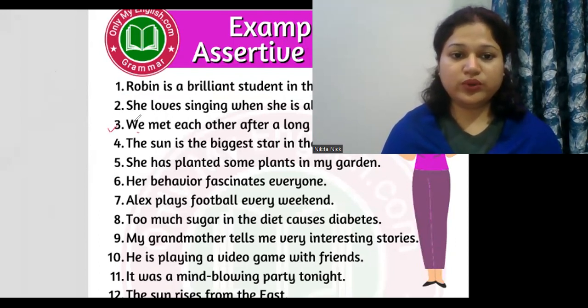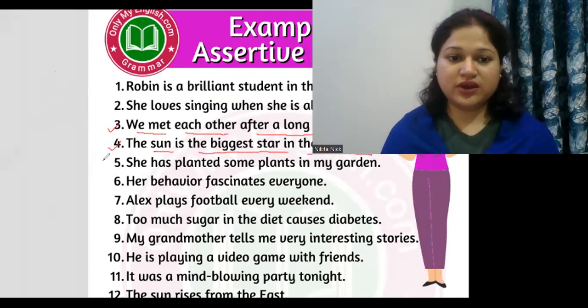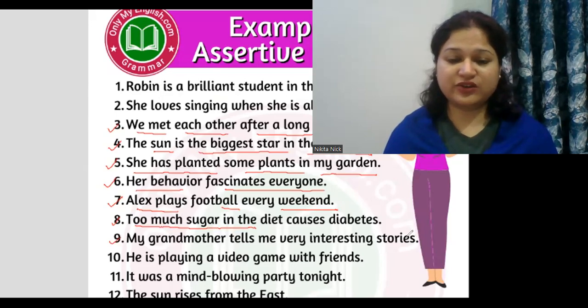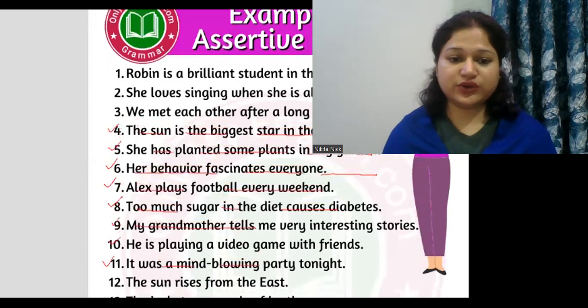Number 3, we met each other after a long time. Number 4, the sun is the biggest star in the universe. Number 5, she has planted some plants in my garden. Number 6, her behavior fascinates everyone. Number 7, Alex plays football every weekend. Number 8, too much sugar in the diet causes diabetes. Number 9, my grandmother tells me very interesting stories. Number 10, he's playing a video game with friends. Number 11, it was a mind-blowing party tonight.